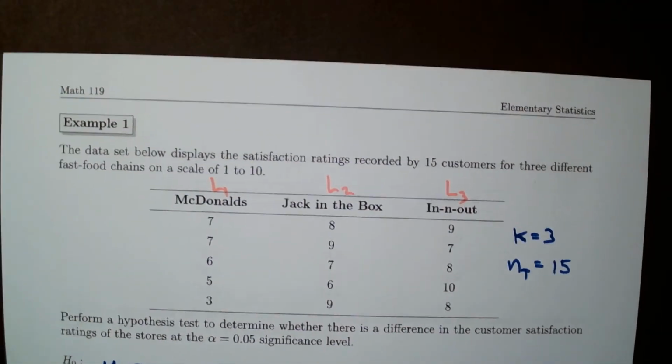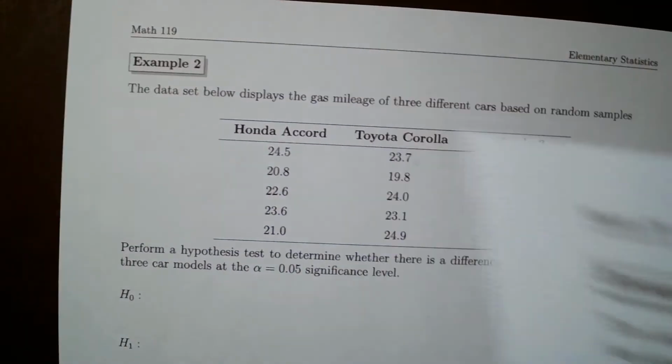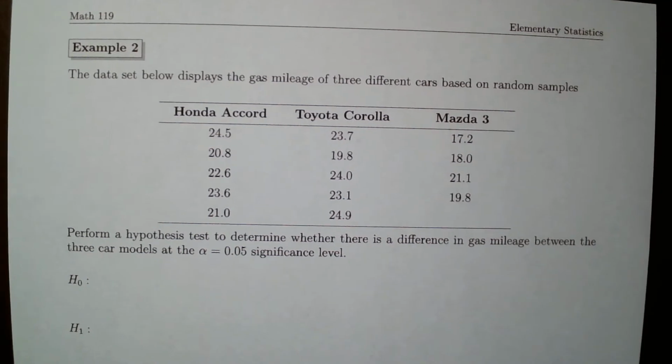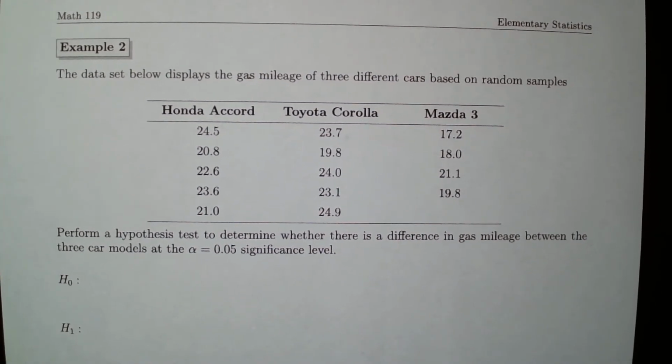All right, so that was one example. Let's do one more just so you can see how examples can be different. The data set below displays the gas mileage for 3 different cars based on random samples.